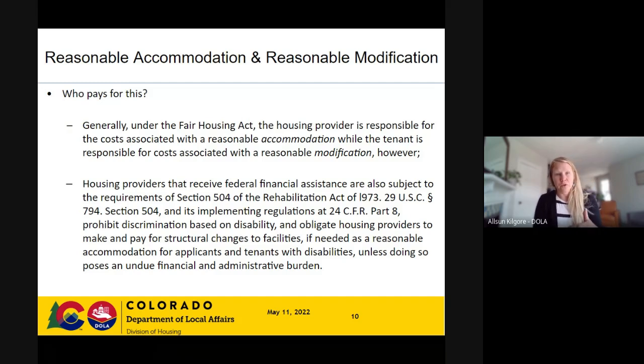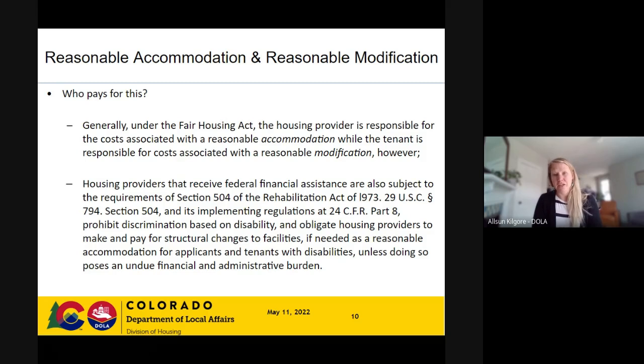So if you're receiving federal funds, then you would be responsible for the cost of these modifications. And so the housing provider would need to do that unless it posed an undue financial burden. And that burden would need to be actual and not speculative. So you would be reviewing the escrow statement and ensuring that you truly don't have enough in reserves to make that modification.